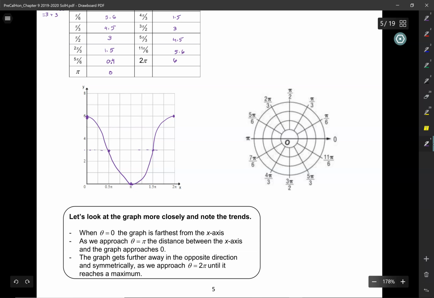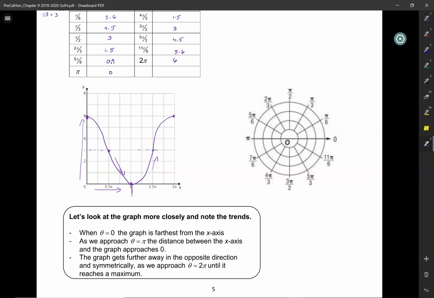All right, so when theta equals 0, the graph is farthest from the x-axis. As we approach pi, the graph comes down, down, down to the x-axis. Then it goes away from the x-axis back to 6. So right here, it becomes 0, and then it goes back until we get to 2 pi. All right, so let's just graph that here.